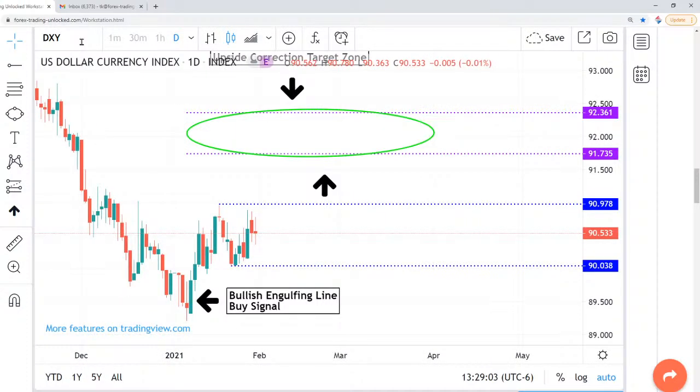Let's take a look at the dollar index. The dollar index is kind of doing the same thing. As you can see, it had a head back here when it had this bullish engulfing line buy signal. This is also a head and shoulders forming.